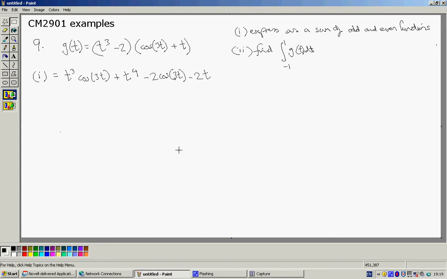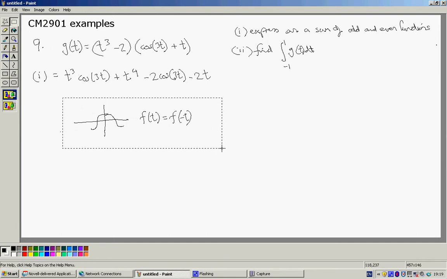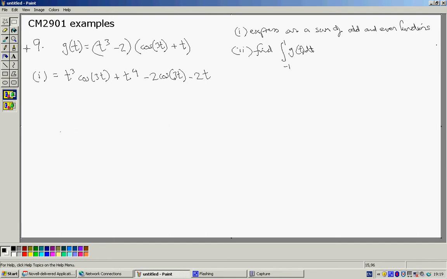is an odd function. Cos 3t is an even function because any cosine term is symmetrical about the vertical axis, or we could say that f of t is equal to f of minus t. But the upshot is that an odd function times an even function gives us an odd function, so the first term is part of the odd function.